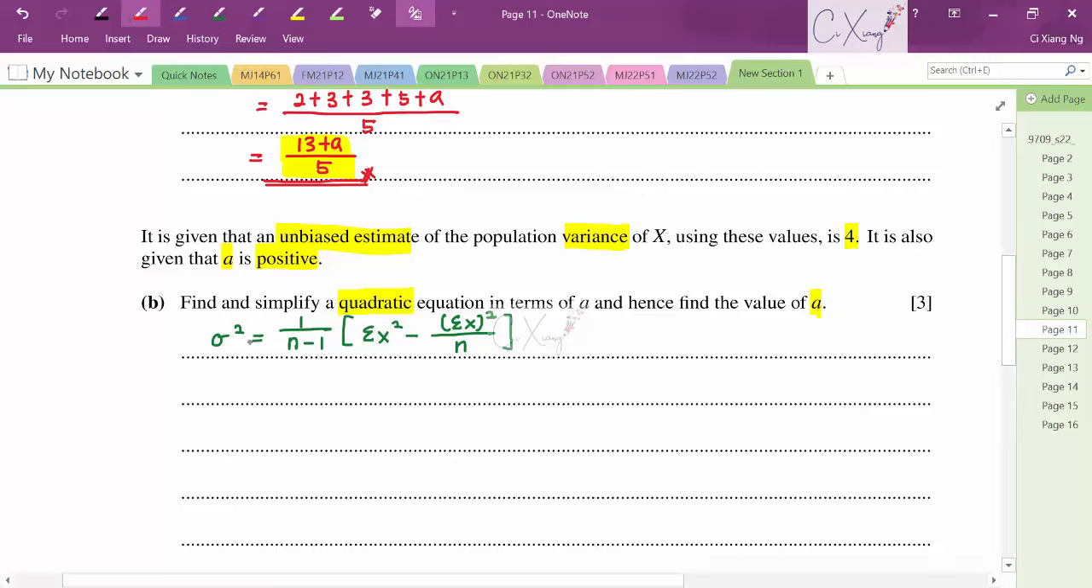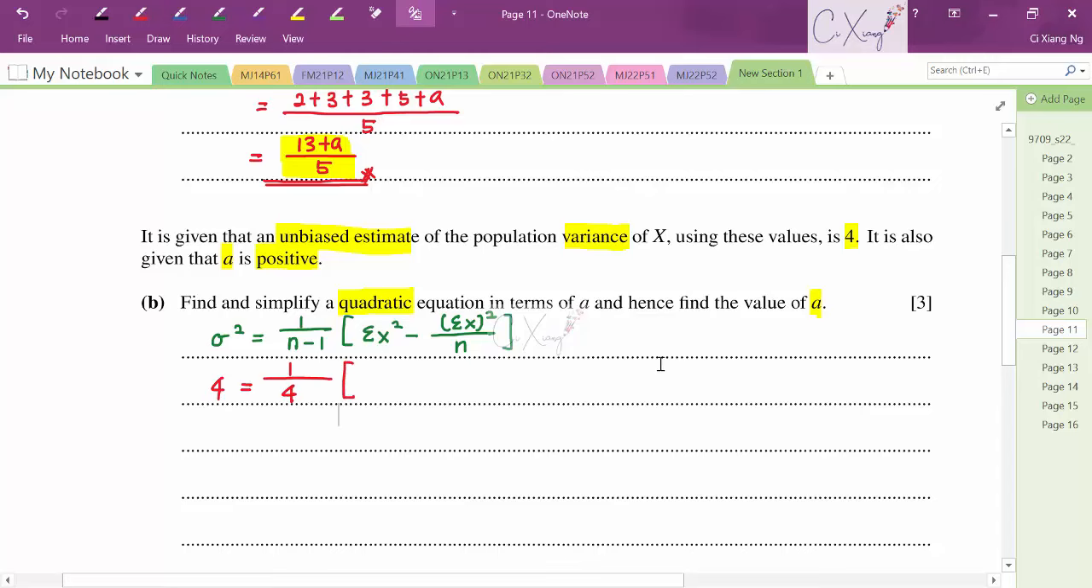And now we are going to put in all the values that we know here. So first, the variance is 4. Therefore, sigma squared is 4. We have 5 numbers in total in the set of data, so n is equal to 5. 5 minus 1 becomes 4.